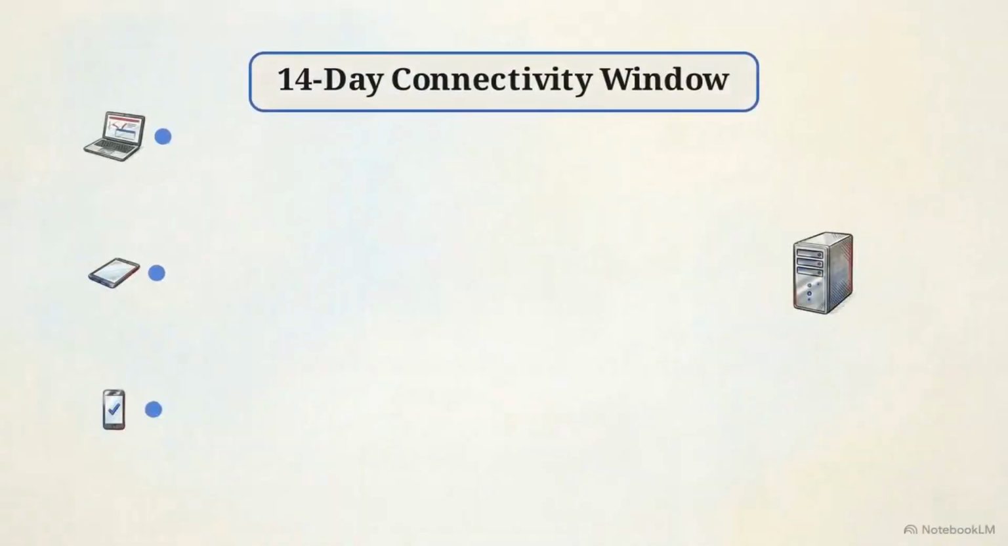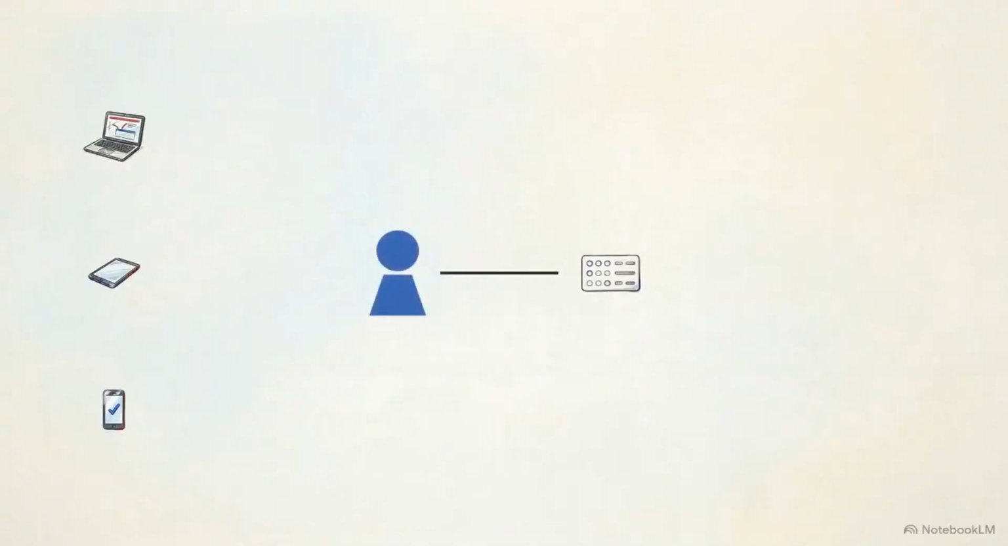Protocol 2 is the 14-day communication test. The platform must verify that a member's computer, tablet, or smartphone can successfully connect to the voting database at least 14 days before the actual voting deadline.